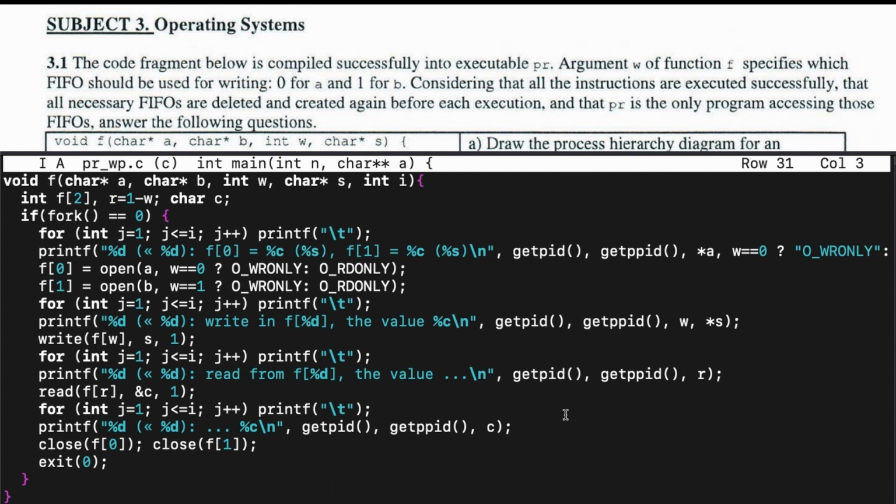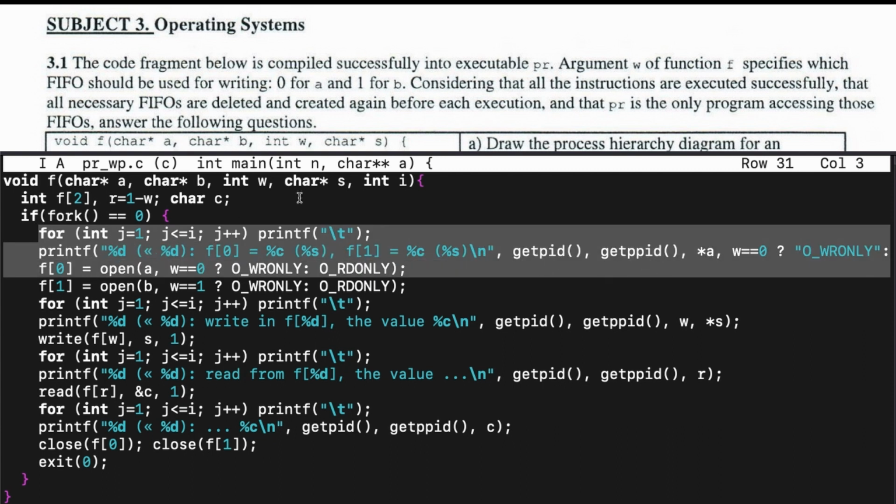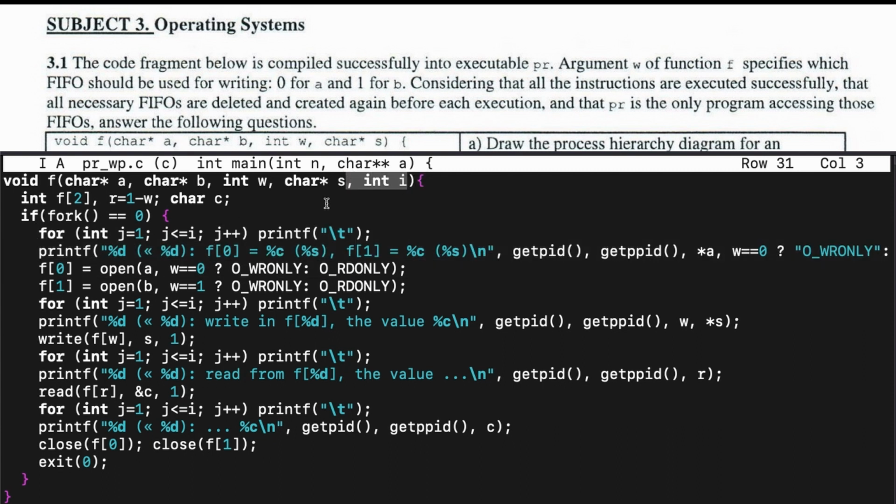So before each important operation, I added, for instance, here I transmitted also the I parameter, and this for iterates I times and prints tab in order to separate the processes. And here we print the PID of the current process, its parent, and we want to see here which FIFO is open and how it is open.